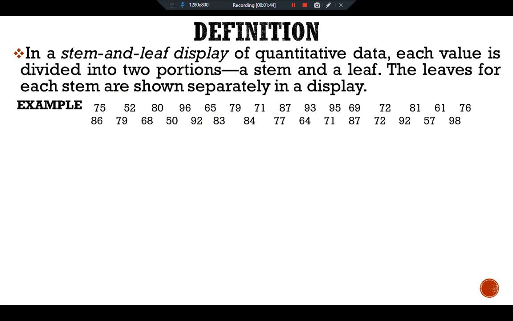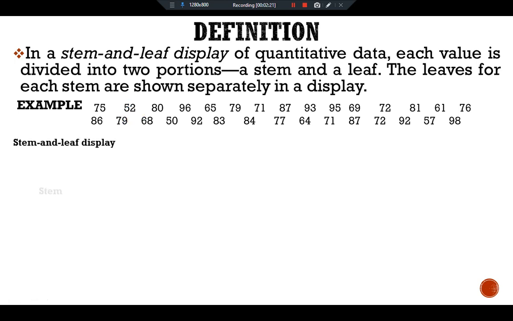So we split each score into two parts. The first part contains the first digit, which is called the stem. The second part contains the second digit, which is called the leaf. Thus, for the score of the first student, we have 75. From 75, 7 represents the stem and 5 represents the leaf. For the score of the second student, that is 52, 5 represents the stem and 2 represents the leaf.